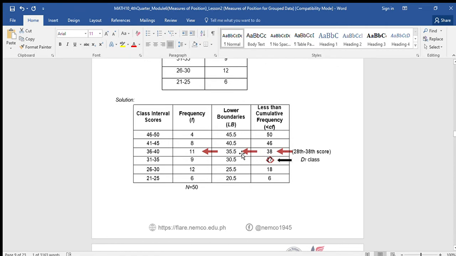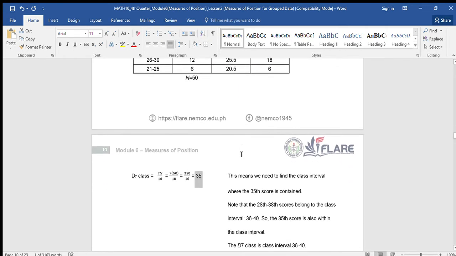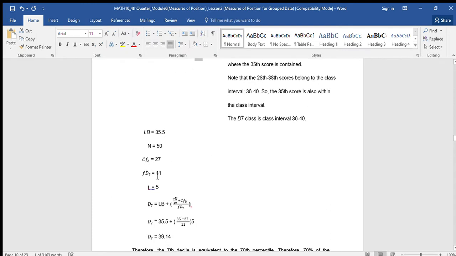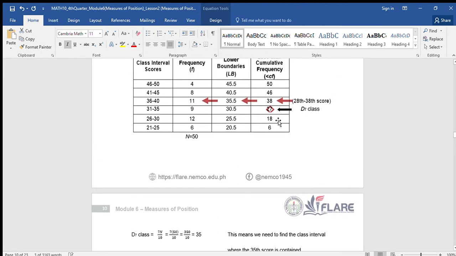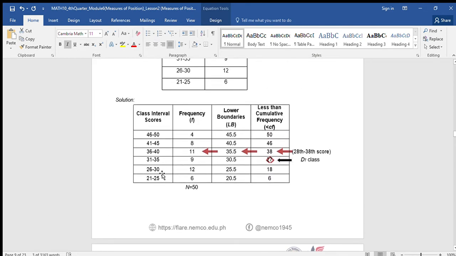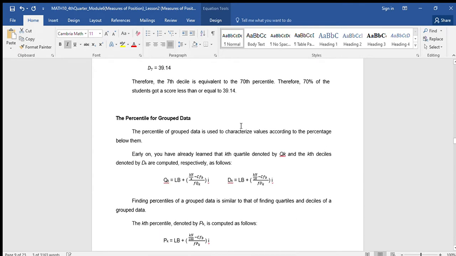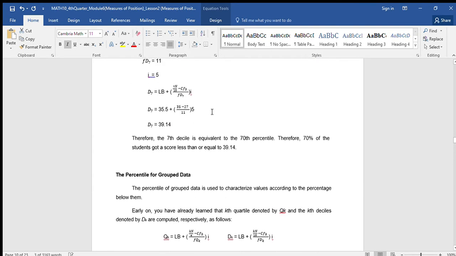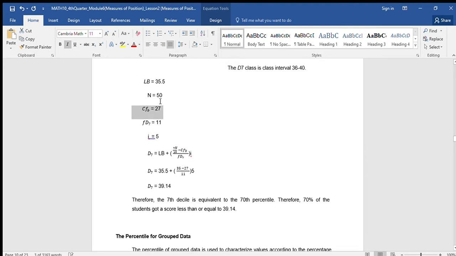Okay, so the lower class boundary is 35.5 and our frequency is 11. And the cumulative frequency before the D sub 7 class is 27. Before 38 is 27. Our class width is 5. So that's it. We already have the given values.